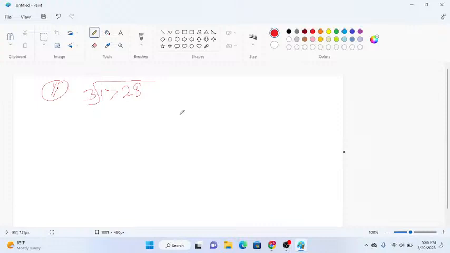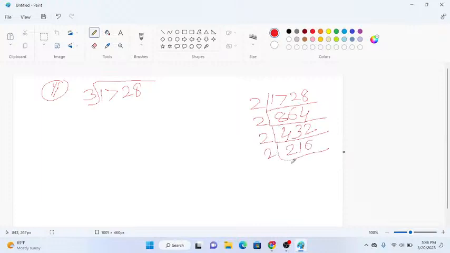So first of all, you make the factors of this number. So the factor number is what? Just like 1728. Again you see, 2 eights are 16, 2 sixes are 12, 2 fours are 8. Again we are dividing this number by 2: 2 fours are 8, 2 threes are 6, 2 twos are 4. Again we are dividing this number: 2 twos are 4, 2 ones are 2. Again we are dividing this number, 108. Again we are dividing 108, so it will give 54. Again we divide by 2, it will give 27.